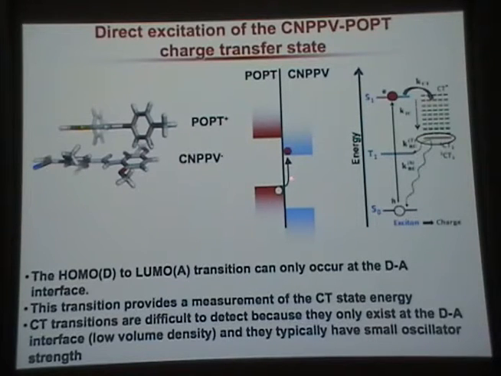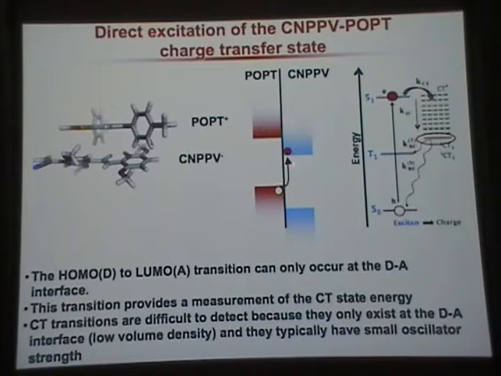And so you can imagine now exciting an electron from here across the heterointerface and measure, for example, that energy. That sounds simple in principle, but remember that this excitation can only occur where there's an interface. And even though you make a bulk heterojunction cell and there's a lot of interface per unit volume compared to a flat cell, compared to the volume density of everything else, there is still a pretty low volumetric density of donor-acceptor interface in your film.